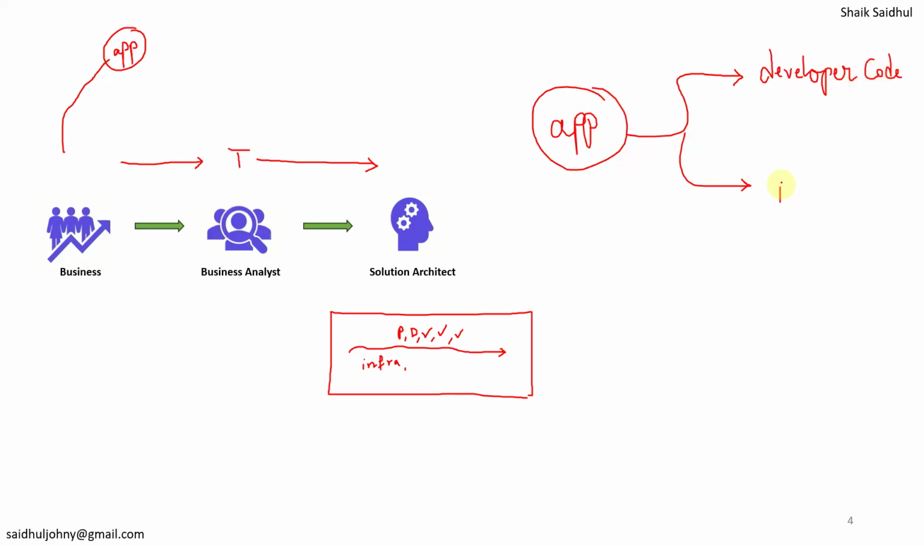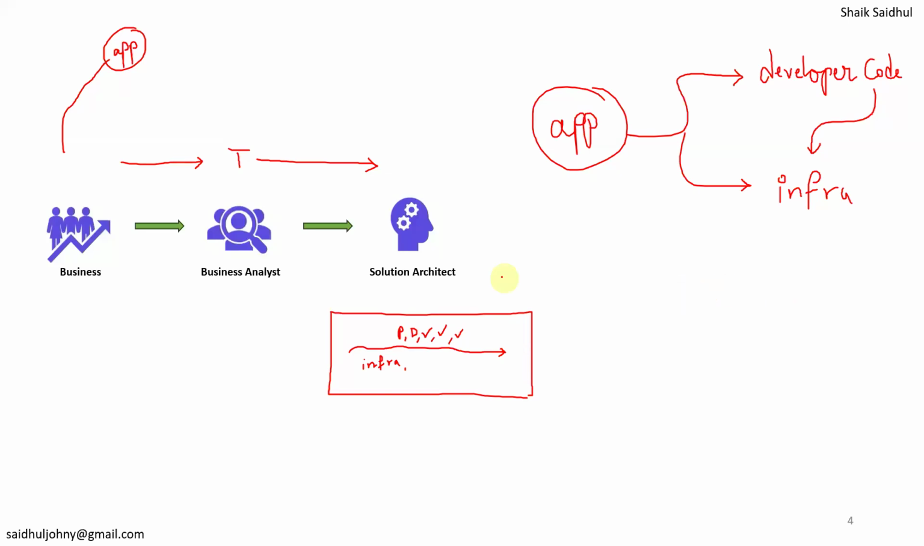The second thing is infrastructure. Whatever code is developed has to be deployed on top of the infrastructure. Infrastructure could be software, databases, storage, networking, everything. It will include everything: servers, databases, load balancers, and everything.